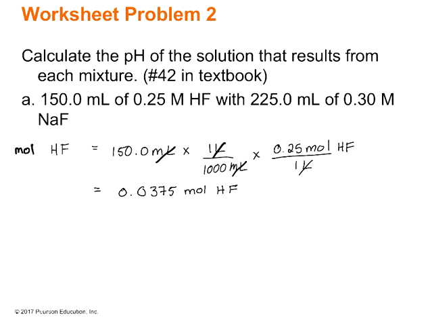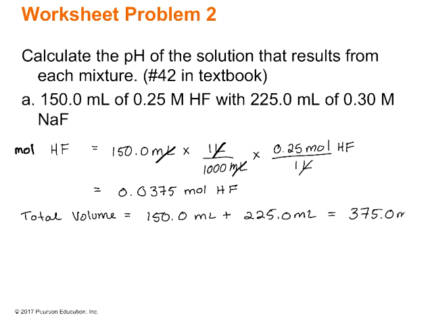And then let's determine the total volume of the buffer solution. So we're just going to add the volume of HF with the volume of NaF. So we had 150 milliliters plus 225 milliliters. That gives us a total of 375 milliliters. And then we can figure out that value in liters, since that's what we need for concentration. All right, so that would equal 0.375 liters.